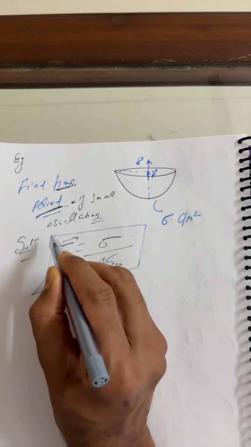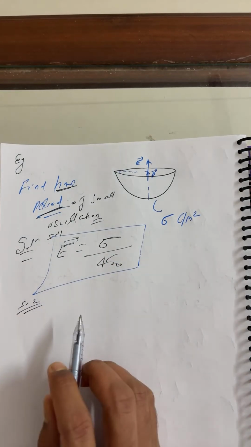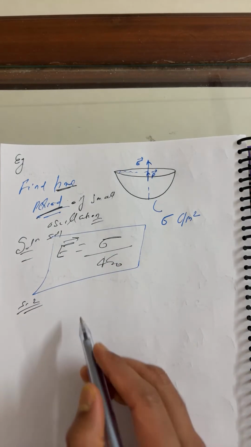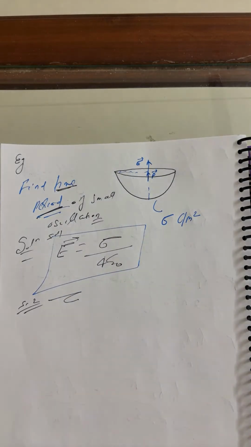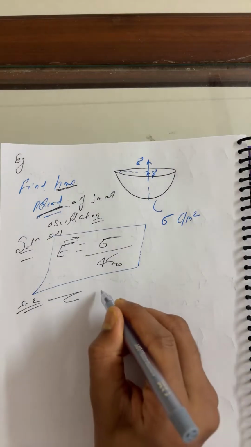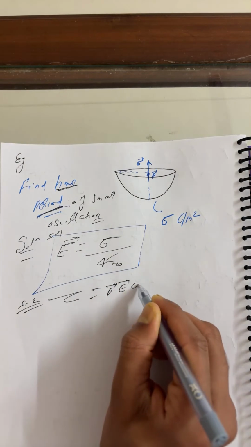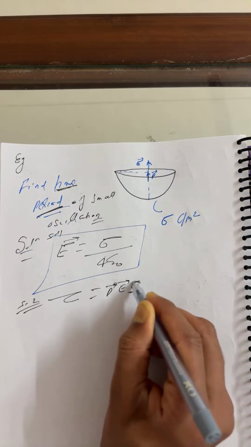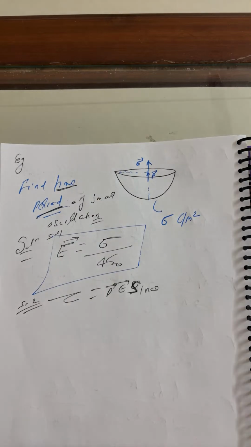I can see step one for this question. Now this is step two, I'm going to write. I hope all of you remember the relation between torque, moment of inertia, and electric field. So torque, what you can see, is PE sin theta.